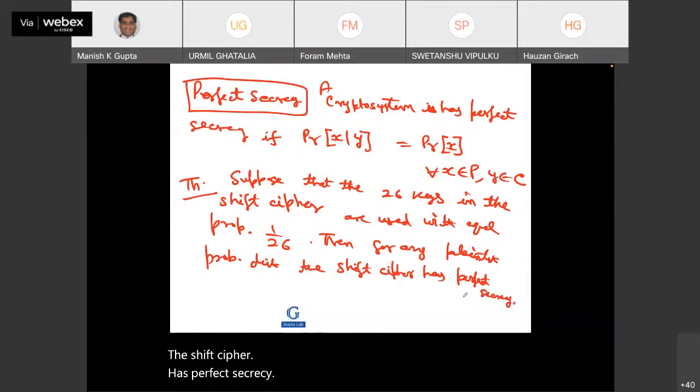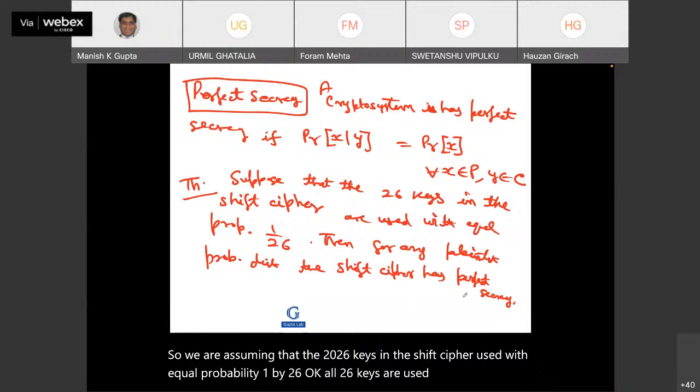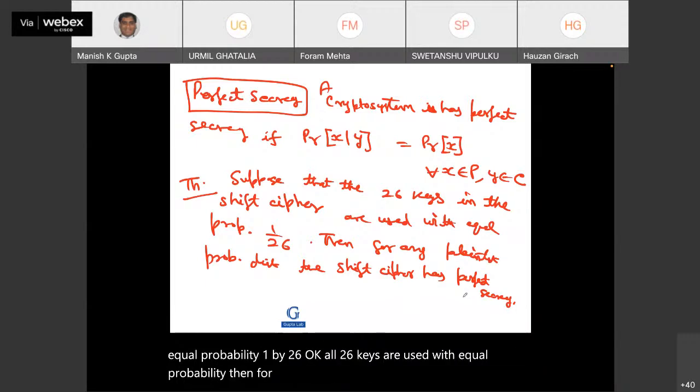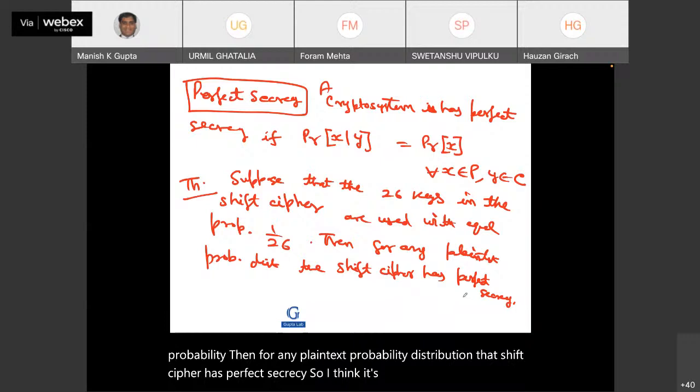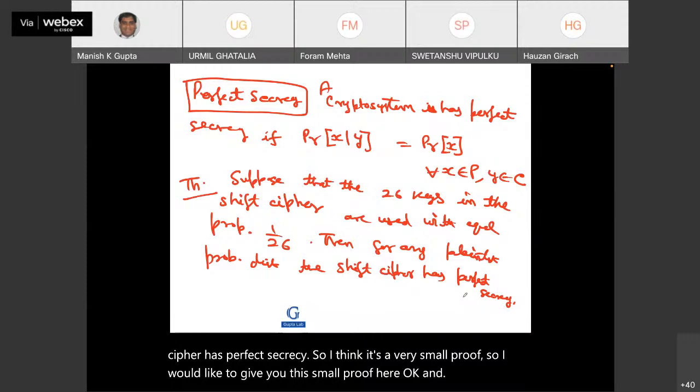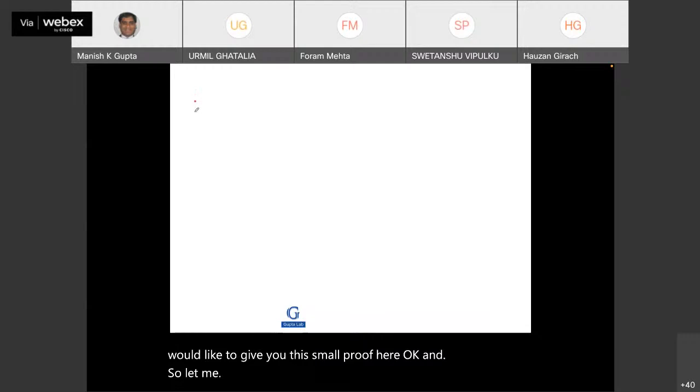Okay, so we are assuming that the 26 keys in the shift cipher are used with equal probability 1 by 26. All 26 keys are used with equal probability. Then for any plaintext probability distribution, the shift cipher has perfect secrecy. So I think it's a very small proof, and I would like to give you this small proof here.